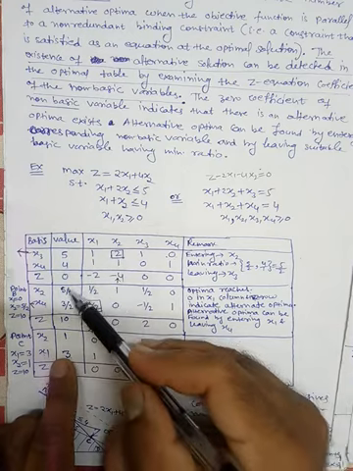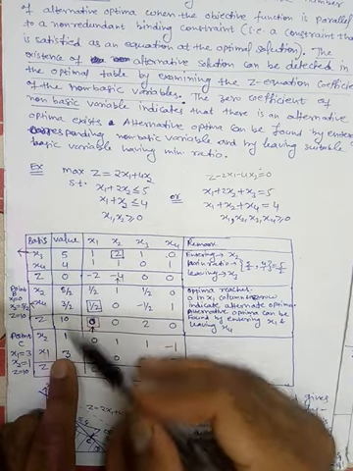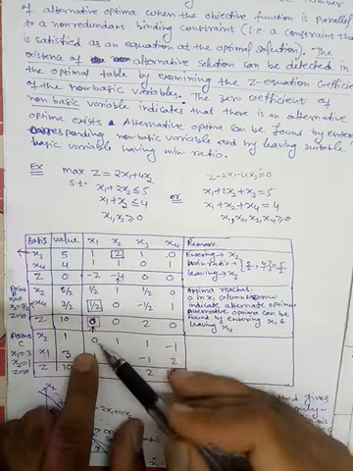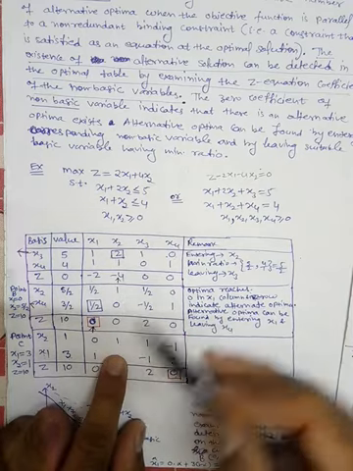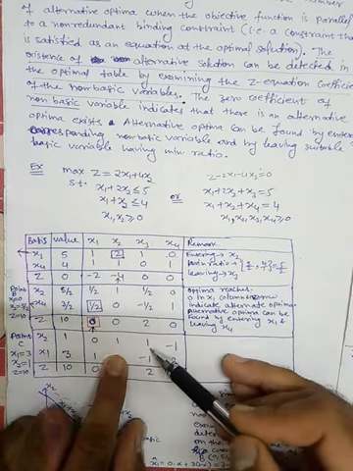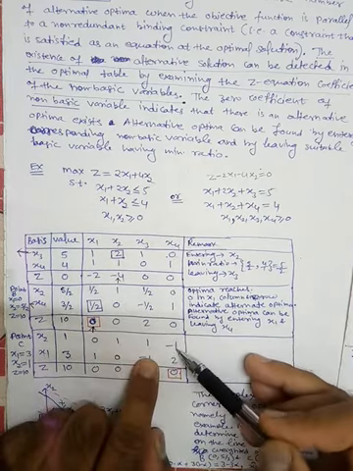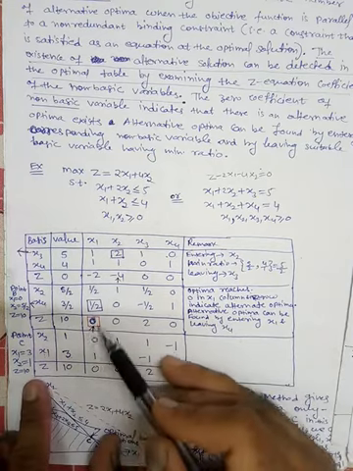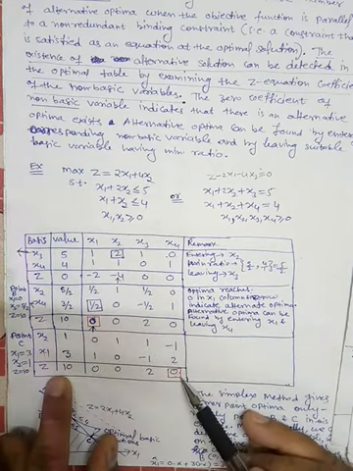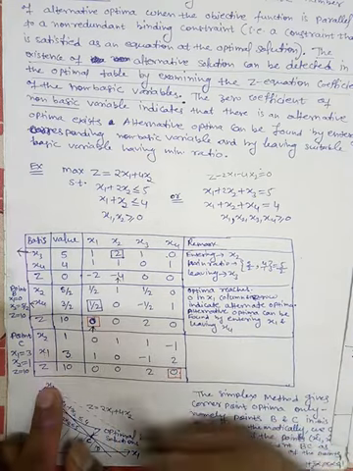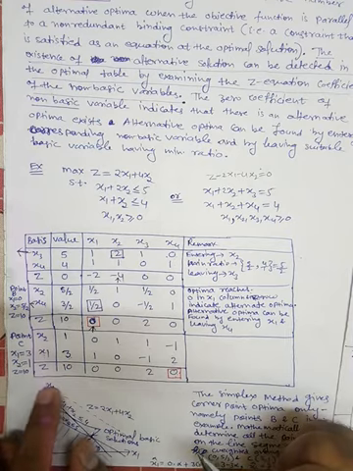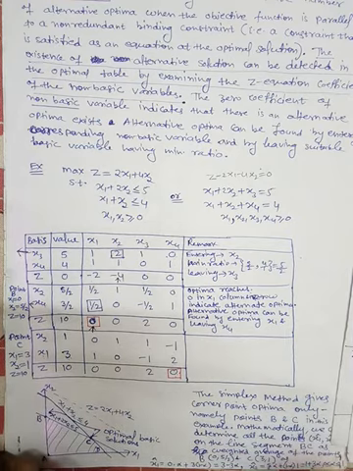So when you subtract 5 by 2 minus 3 by 2, we get 1. Half minus half, 0. 1 minus 0, 1. Half minus minus half will be 1. And 0 minus 1 will be minus 1. Okay? And here already 0. So as it is same. And hence we can have alternate optima. Okay? So this is the meaning.